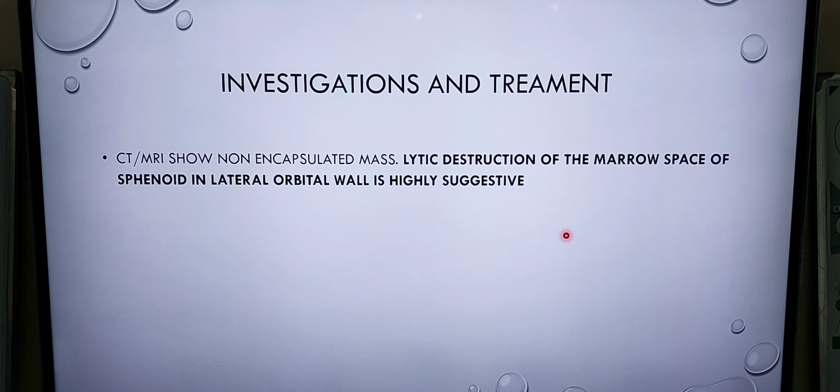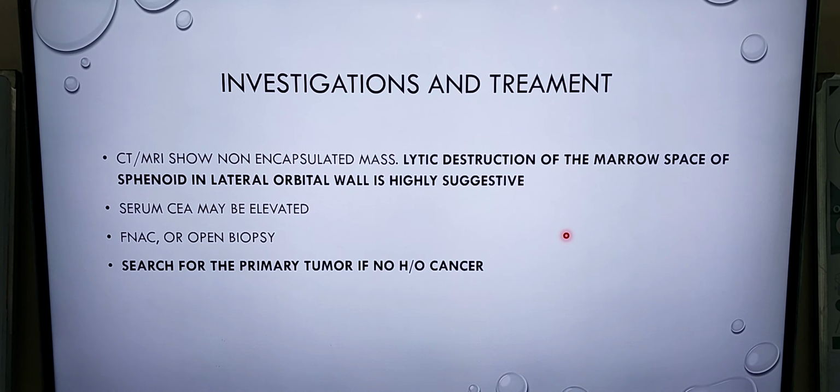Lytic destruction of the marrow space of sphenoid in the lateral orbital wall is highly suggestive of METs, because sphenoid में भी जो है वो low flow blood का high volume पाया जाता है. तो high volume of blood means that METs can reach there quickly. Serum carcinoembryonic antigen may be elevated in some cases. For confirmation, you'll go for FNAC, or if it fails, then open biopsy.